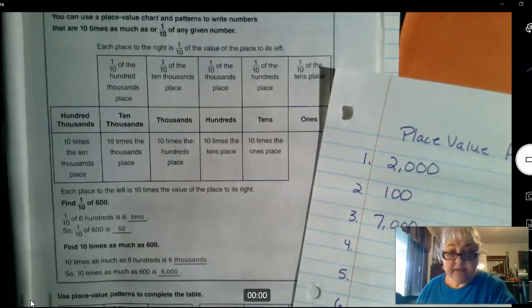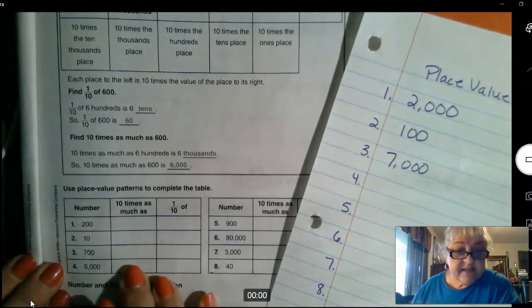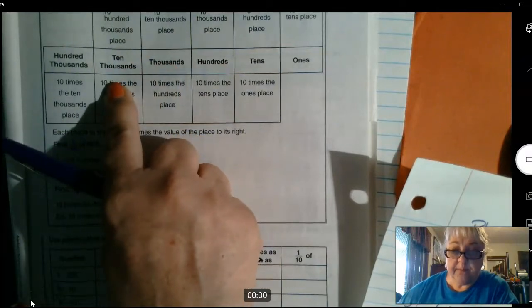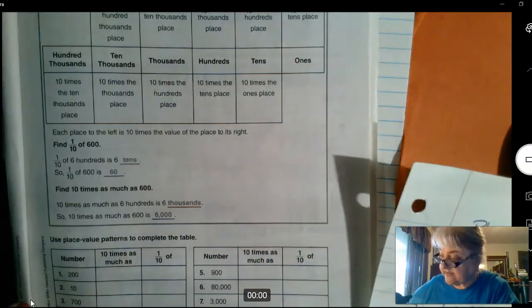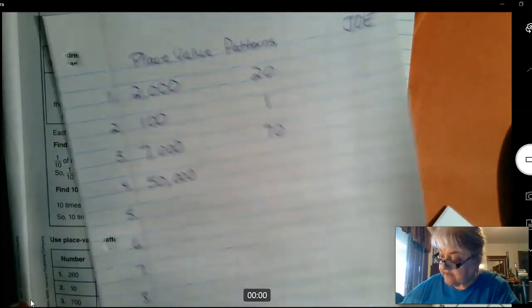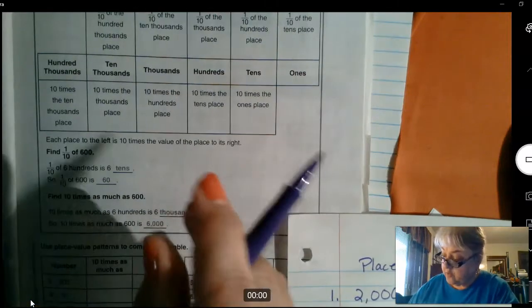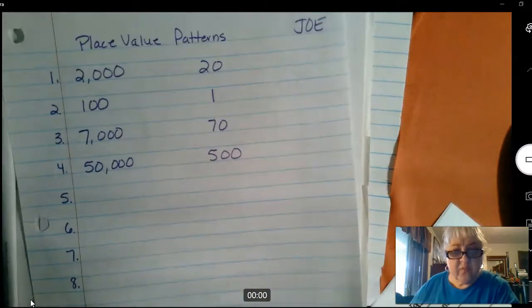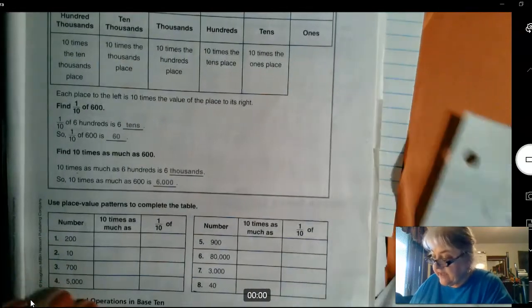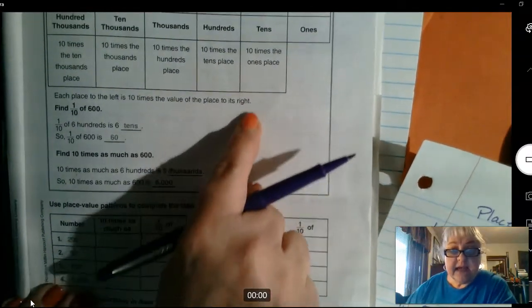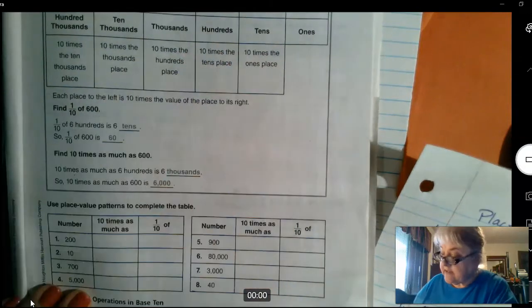Number 4, 10 times as much as 5,000. Well, I'm going to go to the thousands place, and if I go up one jump, which is 10 times more, I'm in 10,000s, which means that 10 times more than 5,000 would be 50,000. What would be 1/10? Well, 5,000 would be here, and if I go back one, it would be 500. Working with these multiples of 10s is really easy once you get the pattern. Okay, number 5, 900. 900's here. 10 times more would be 9,000.